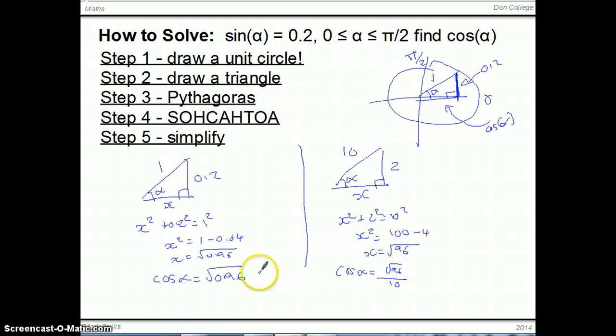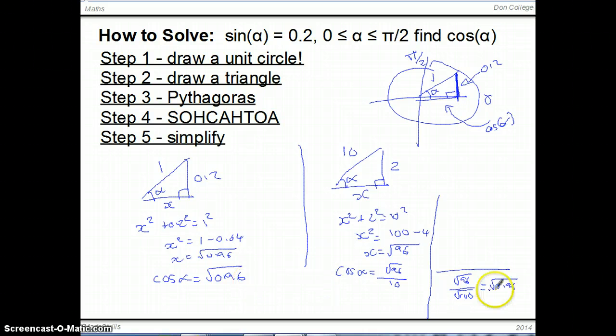Okay, now they are equivalent. You could show that by doing some work off to the side: root 96 over 10 could be expressed as root 96 over root 100, and then that would be the same as the square root of 96 divided by 100, which is 0.96.